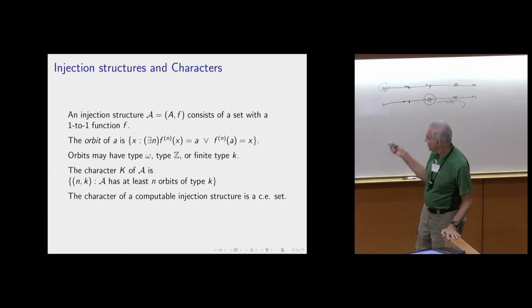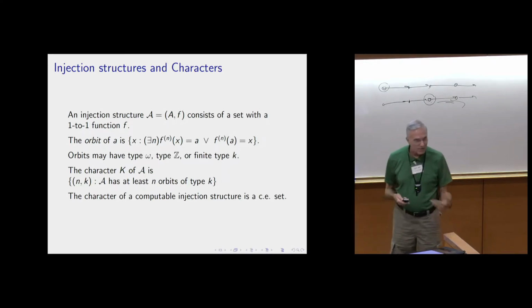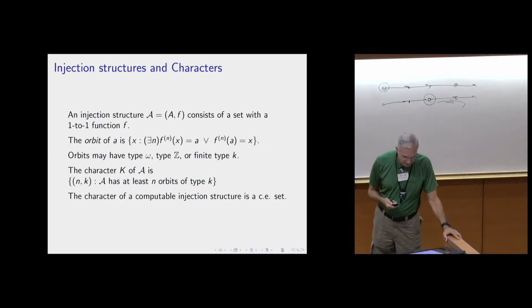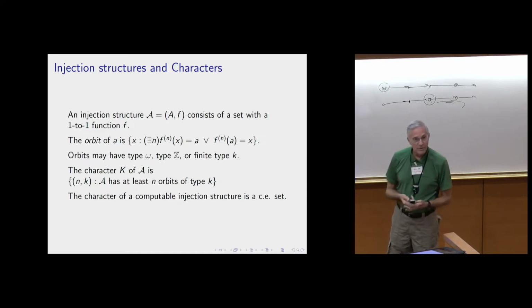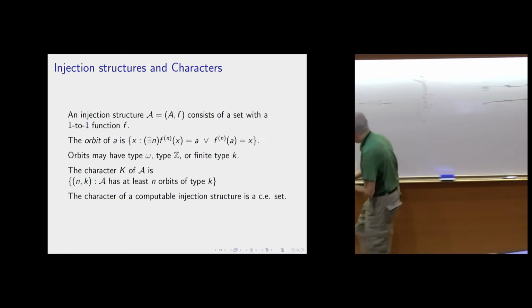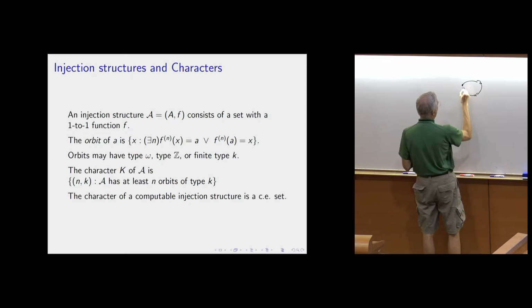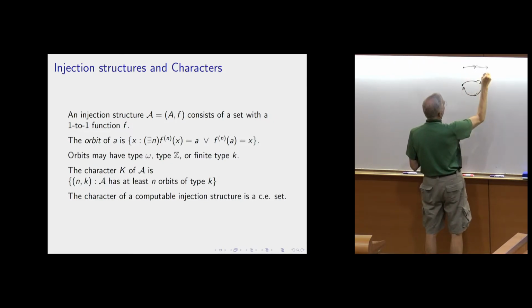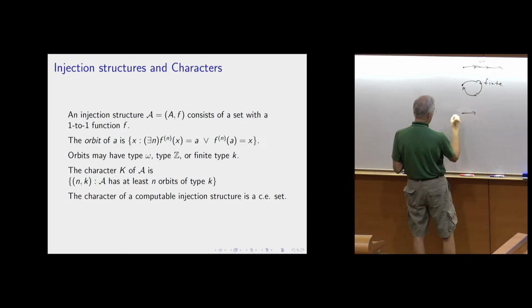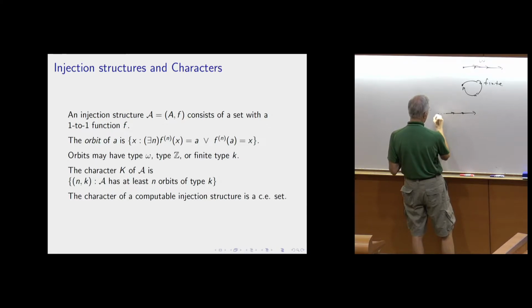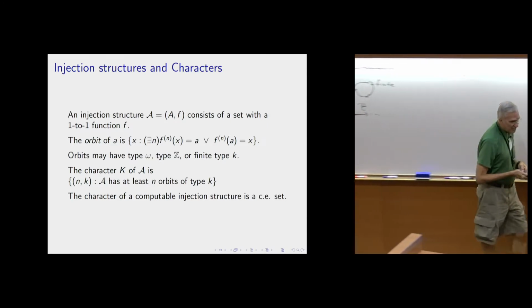So then injection structures. As the picture for omega, we have a set, say omega basically, and some type of one-to-one function. Then such a structure can be partitioned up into orbits. You can have finite orbits, and you can have these omega chains, and you can have Z chains. So there are 3 types of orbits you can have with an injection structure.